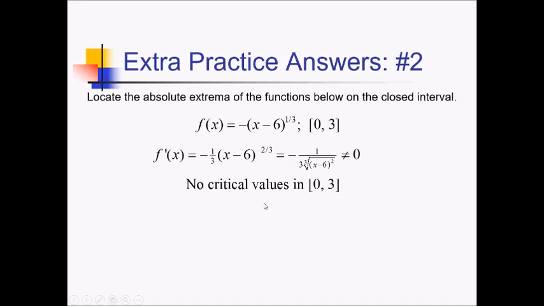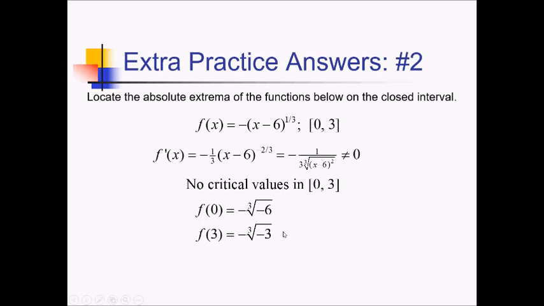So that means that if I plug in 0, I'm going to end up with negative cube root of negative 6. And if I plug in 3, now I've got 3 minus 6, which is negative 3, so negative cube root of negative 3. And this is kind of a mess to look at in terms of comparing them, because we've got cube roots, we've got negatives going on.